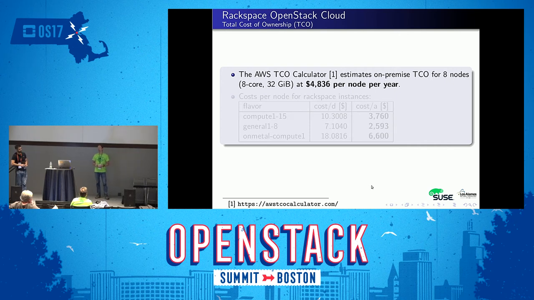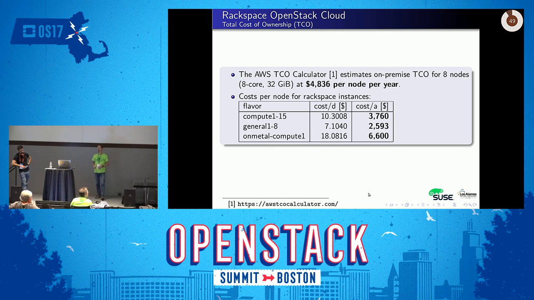And Amazon thinks that this costs around $5,000 per node per year. There are some assumptions in there about cost. This is not just the hardware, but other things like power and networks and so on. On the other hand, this is how much Rackspace would charge us for the same kind of compute time. It's between $2,500 and $6,500.